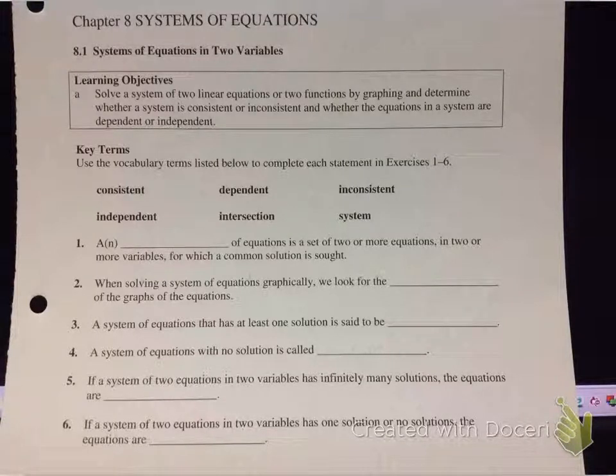In this chapter, we're going to look at systems of equations, which just means two equations or more. In this lesson, we're going to solve systems by graphing. So let's look at some key terminology first.